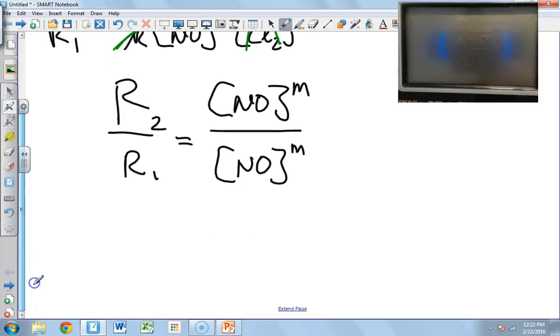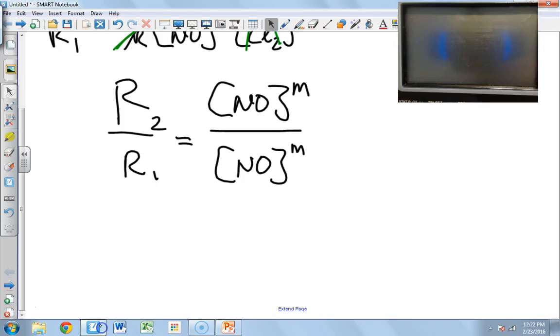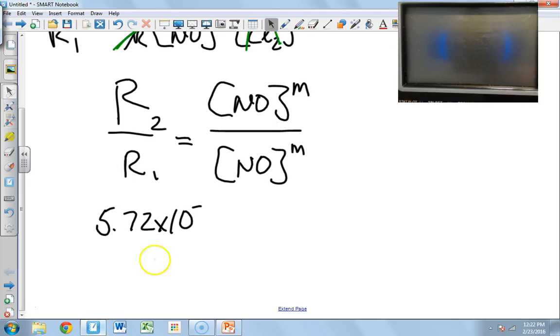Okay, so now this is the math. Well, what's R2 and R1? So this is 5.72 times 10 to the minus 6 over 1.43 times 10 to the minus 6.